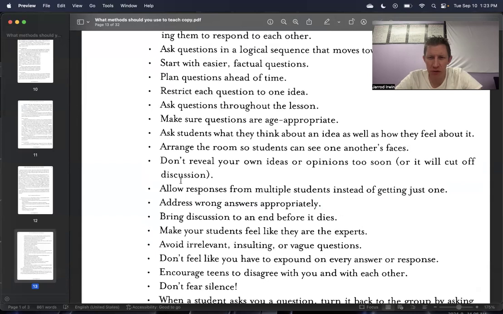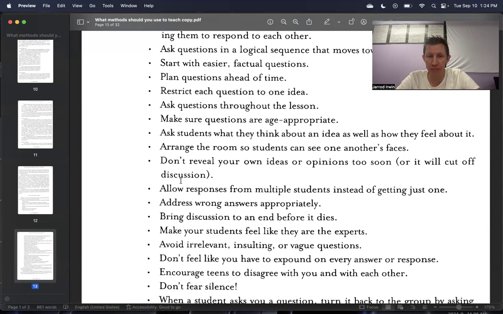Okay, arrange the room so students can see one another's faces. Don't reveal your own ideas or opinions too soon. I agree with that. Christ did that with the Caesarea Philippi discourse. He asked who people say he is, and that was basically a leading question, because the next question was, and who do you say I am? He didn't show us anything. Especially with a good old fashioned trick question, you definitely want to be as elusive as possible.